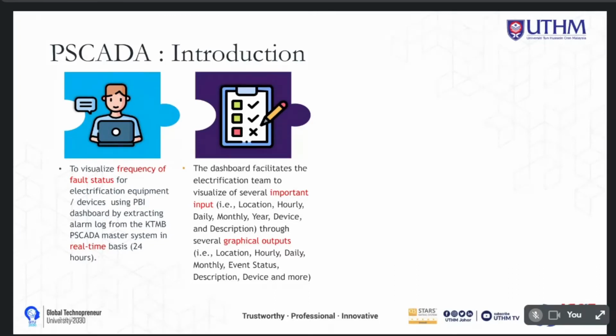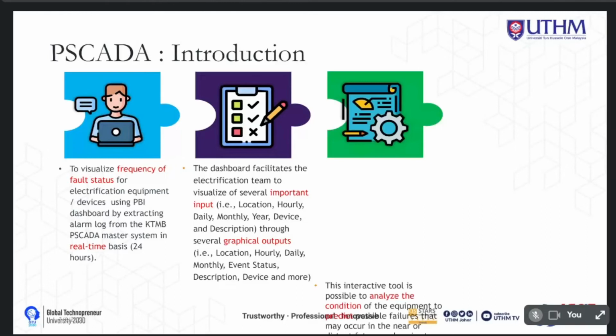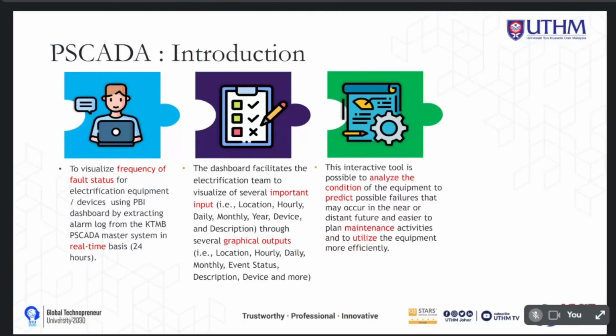We have several inputs such as location, hourly, daily, monthly, year, device, and description, to several graphical outputs. So we can visualize the output such as location, hourly, daily, monthly, status, description, device, and more. This interactive tool makes it possible to analyze the condition of the equipment to predict possible failures that may occur in the near or distant future, and makes it easier to plan maintenance activity and to utilize the equipment more efficiently.